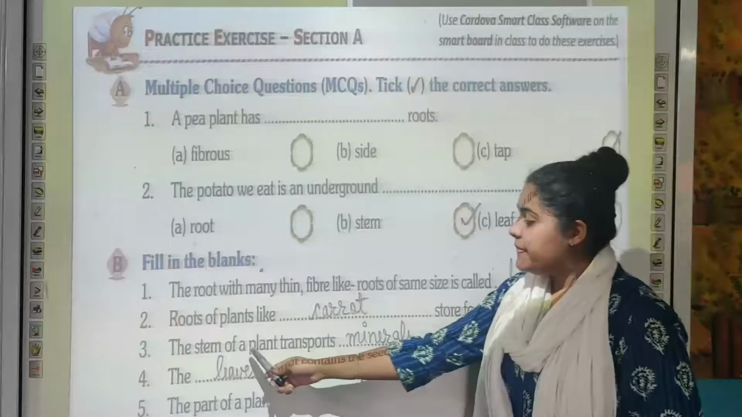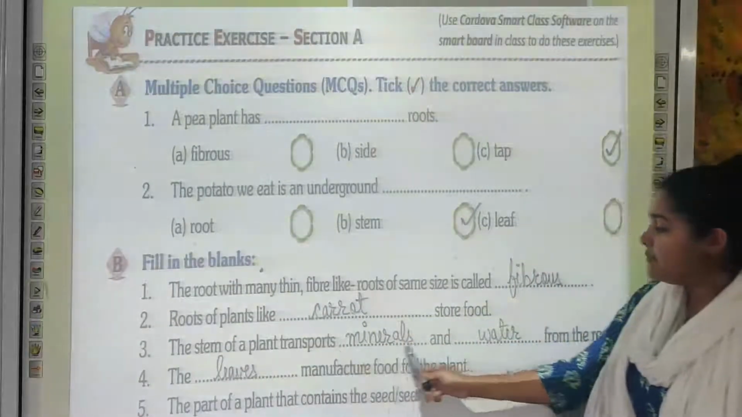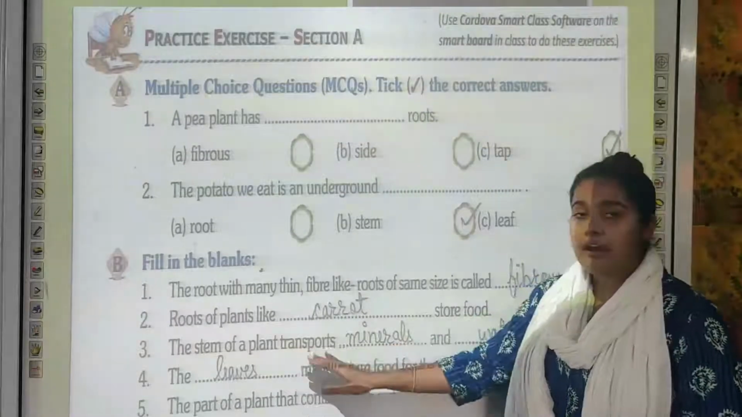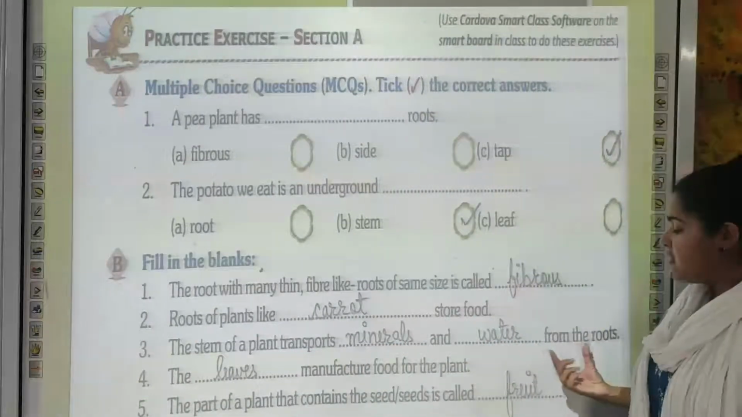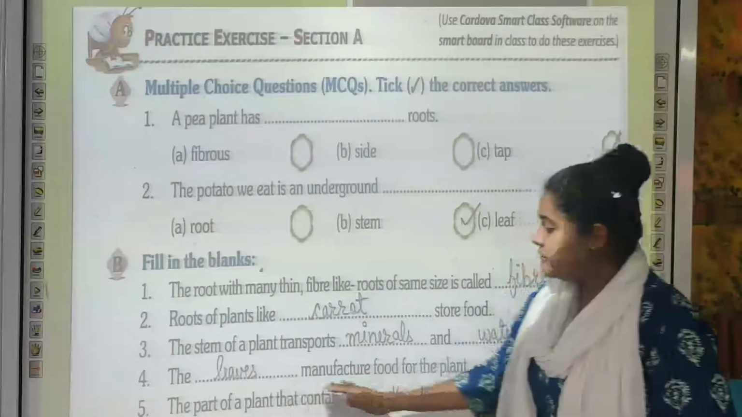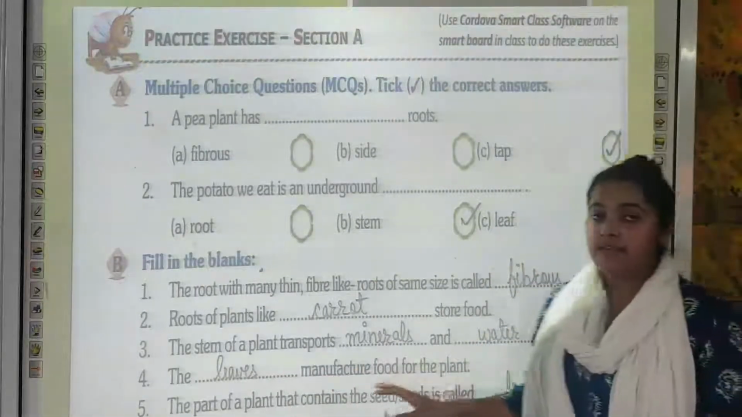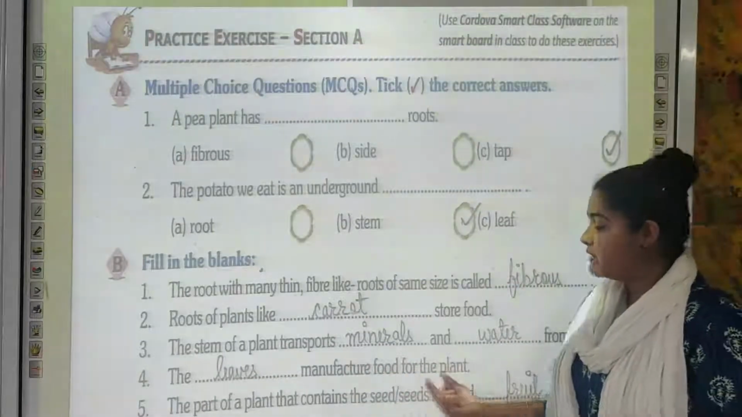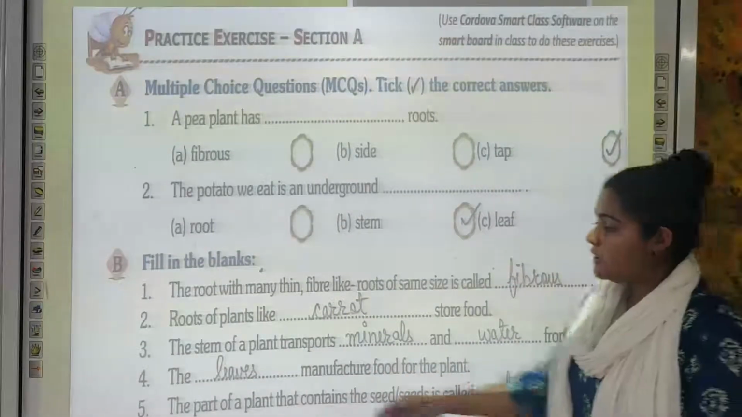The next is, the stem of the plant transports dash and dash from the root. So the stem is going to transport minerals and water which is absorbed by the root of the plant. The next is, the dash manufactures food for the plant. As I have told you, it is also called the kitchen of the plant. Which part makes or manufactures the food? That is your leaf part.